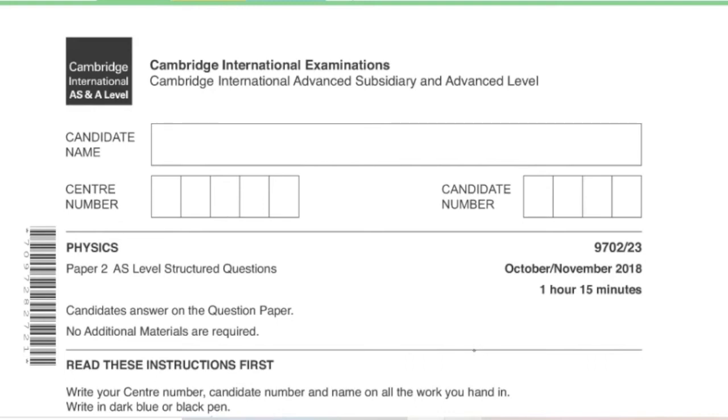Today I'll be solving Physics Paper 2 AS Level Structured Questions 9702 Paper 2 Variant 3 October-November 2018.